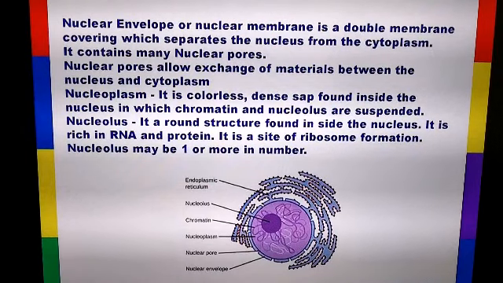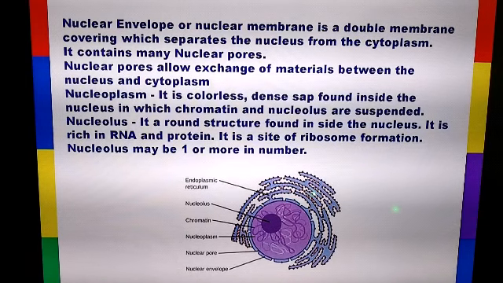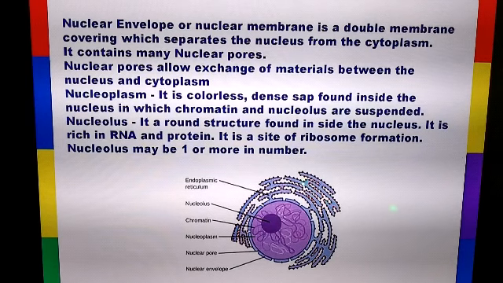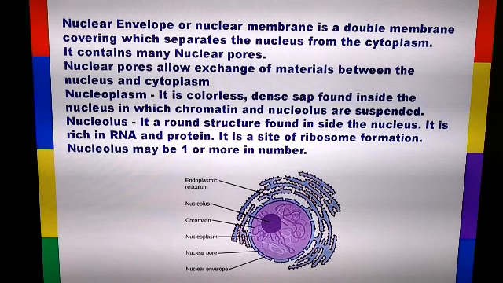Let us see the structure of the nucleus. So this spherical structure is the nucleus. Outside the nucleus, here you can see these tubular structures. These are the endoplasmic reticulum, which are present in the cytoplasm of the cell. That means outside the nucleus lies the fluid part of the cell, which is called the cytoplasm.